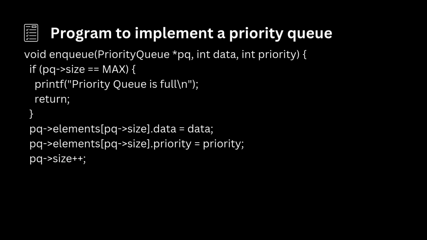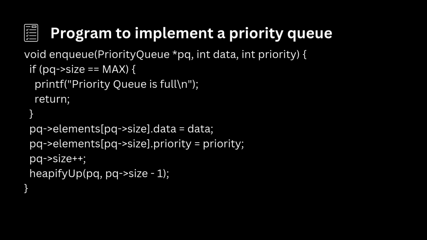After adding the new element, it calls the heapify up function to ensure that the heap property is maintained. It passes the priority queue pointer PQ and the index of the newly added element. Heapify up is responsible for moving the newly added element up the heap if necessary to maintain the heap property.